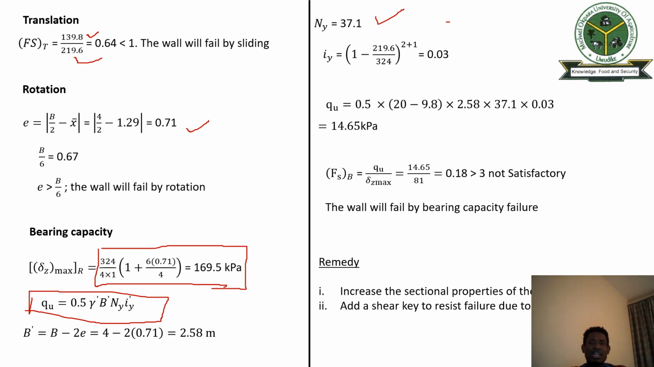So you see that the wall is going to fail if the groundwater table rises above the wall and covers it. The wall will be susceptible to collapse, susceptible to translation, susceptible to bearing capacity failure and rotation. And how are we going to remedy it? We're going to increase the sectional properties of the wall: increase the weight, increase the length, and add a shear key to the wall so that it can resist the sliding.